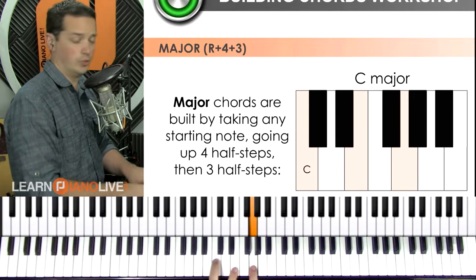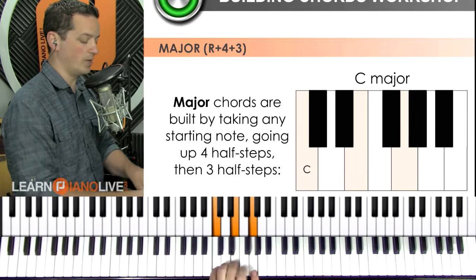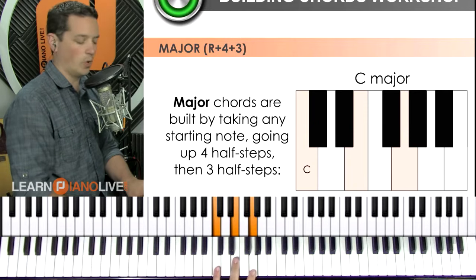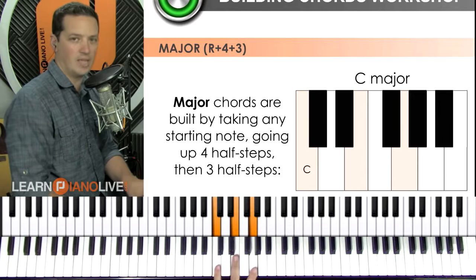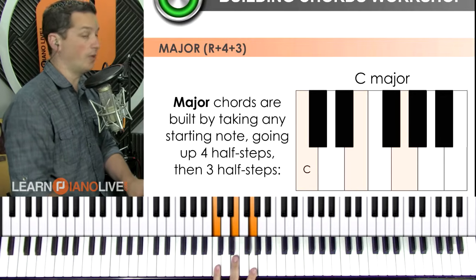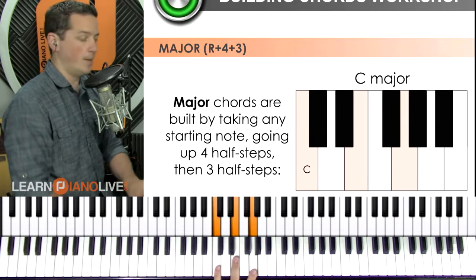If you take your root and you add 4 half steps to it, and then you add 3 half steps to it, that is a major chord. Whatever the root is, that's the name of the chord. So this is a C major chord because we followed the pattern for a major chord, root plus 4 plus 3, and we also started on C. Therefore, it's a C major chord.